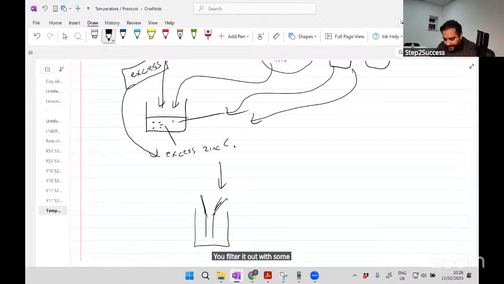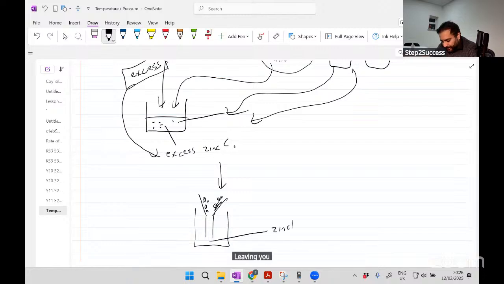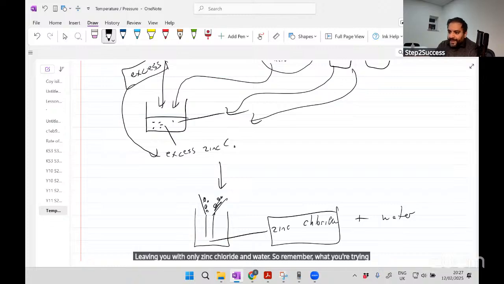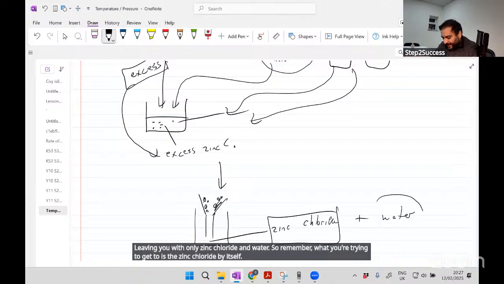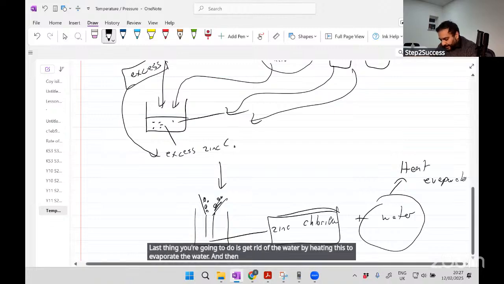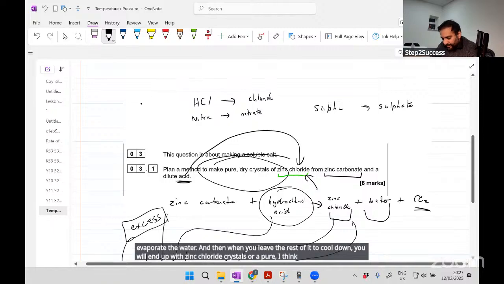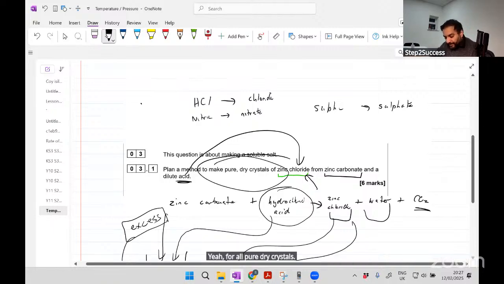So you put all of that stuff in there. Your excess zinc carbonate will stick to the sides here, leaving you with only zinc chloride and water. So remember, what you're trying to get to is the zinc chloride by itself. Last thing you're going to do is get rid of the water by heating this to evaporate the water. And then when you leave the rest of it to cool down, you will end up with zinc chloride crystals, or pure dry crystals. That's how you do the full practical involving that.